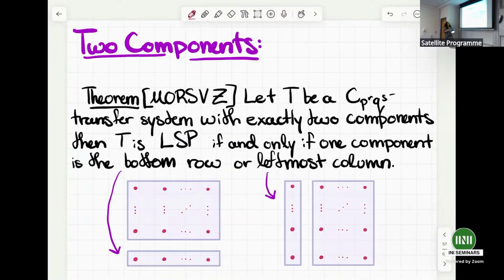Okay. So then the same group, we showed that if T is a C_p^r, Q^s, for r and s, at least one of them non-zero, a transfer system with exactly two components, then T is LSP if and only if one of the components is either the bottom row. And so here I'm keeping the same generic construction where this is E and this is the whole group, or symmetrically, it's the whole first column. Okay, but all the other ones are not LSP.